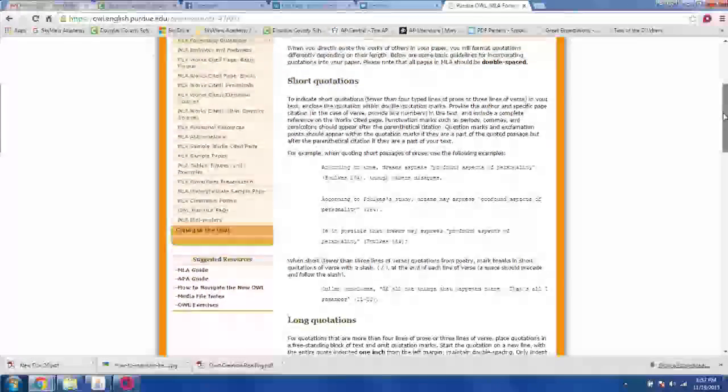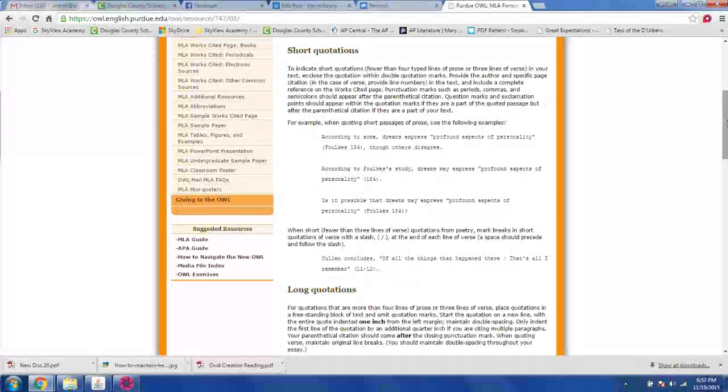So if you look at short quotations, they are a line of text that only will take up one or two lines of your paper. It's not going to take up a whole lot of your paper. And so in that case, you'll use this format that you see here. So according to some, comma, dreams express, and then open quotes, profound aspects of personality, close quotes. And then you have the author's name and the page number in parentheses. The citation goes immediately after the quote. Okay, so here, and then the punctuation always follows the parentheses.